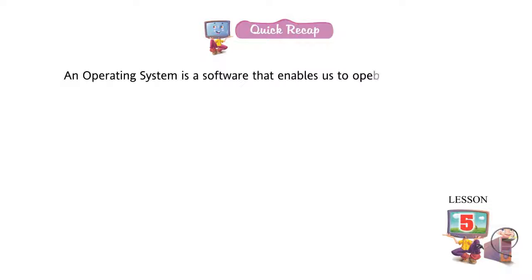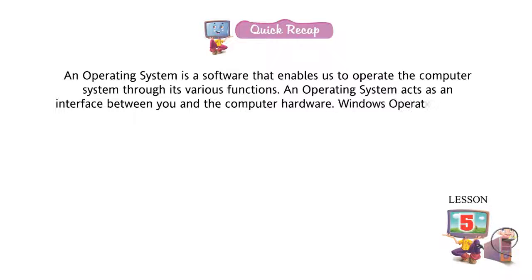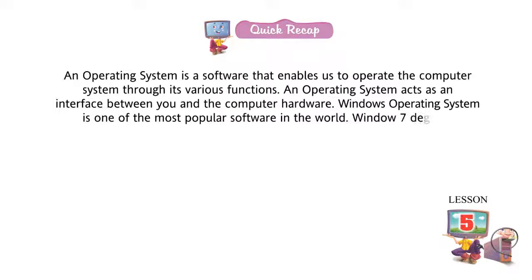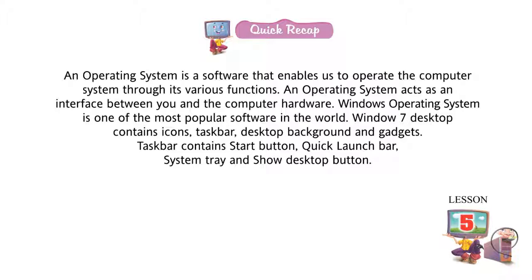Quick recap. An operating system is software that enables us to operate the computer system through its various functions. An operating system acts as an interface between you and the computer hardware. Windows operating system is one of the most popular software in the world. Windows 7 desktop contains icons, taskbar, desktop background and gadgets. Taskbar contains Start button, Quick Launch bar, System tray and Show Desktop button.